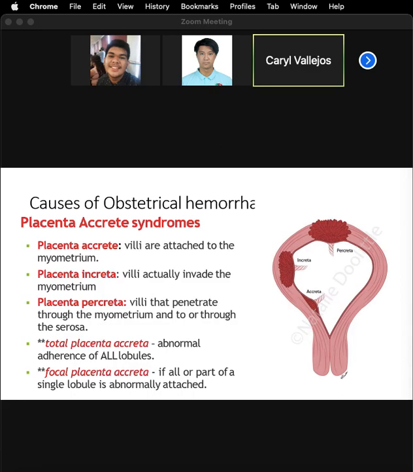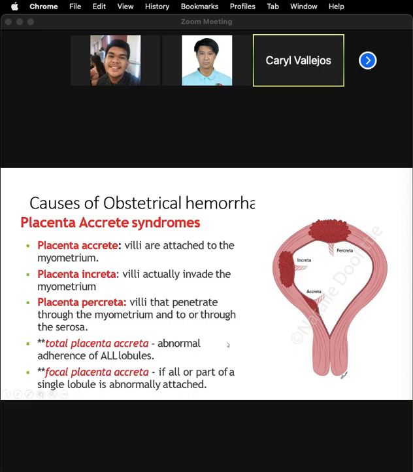In placenta accreta, the villi are attached to the myometrium. For placenta increta, they invade the myometrium. Accreta is attachment to the myometrium, increta is invasion, and percreta is penetration: penetrating through the myometrium to or through the serosa. So again, accreta is attachment, increta is invasion, percreta is penetration through the myometrium.